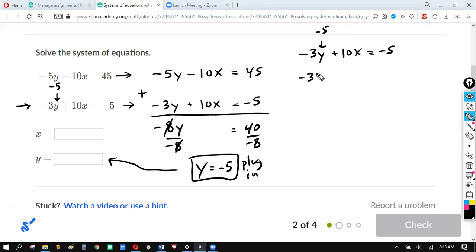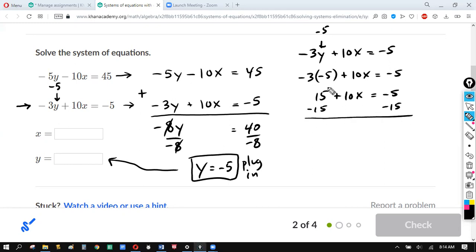Okay, so we have negative 3 times negative 5 plus 10x equals negative 5. Negative 3 times negative 5 is 15. Subtracting 15 from both sides. The 15's cancel. Bring down the 10x, and that equals negative 20. And dividing both sides by 10, the 10's cancel. X is going to be negative 2.